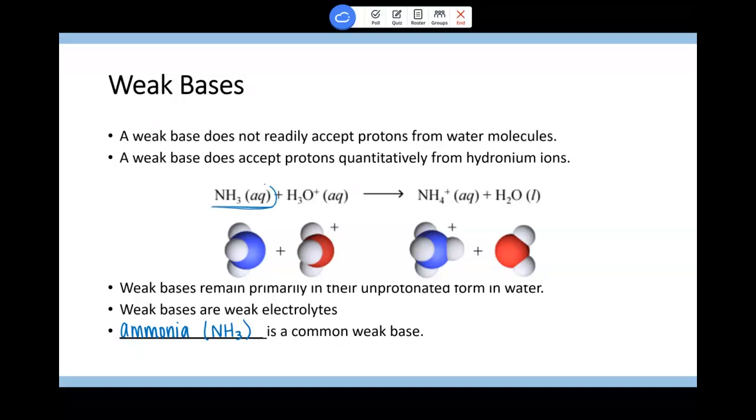So if you have NH3 present in solution with an acid, the NH3 will gain a proton and become NH4 plus. So it's gaining a positively charged hydrogen. So we have an extra hydrogen, NH4, and then a plus charge because it gained a cation. So we have NH4 plus. And then H3O plus was the acid. It donated a proton. We get H2O as the product.